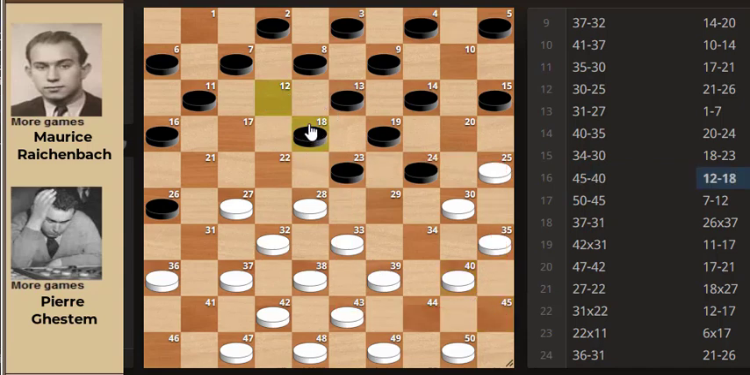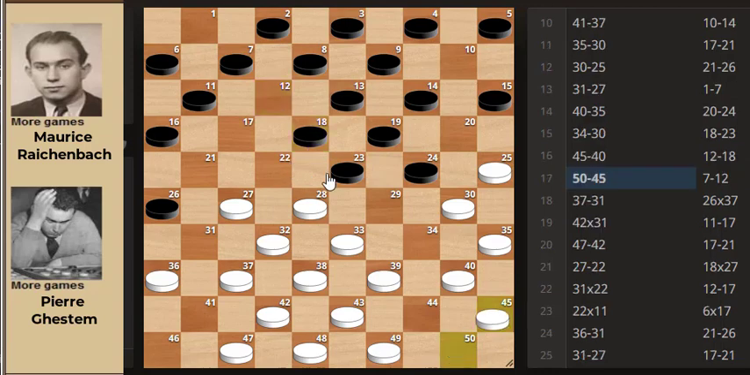Morris played 12-18. 12-18 was answered by 50-45. Let's draw the square. By drawing the square, we know that we can surround 40, because the vertices here are all surrounded. So we need to surround this vertex here. He played 40-45. So 40-45 was played by Ghestem.